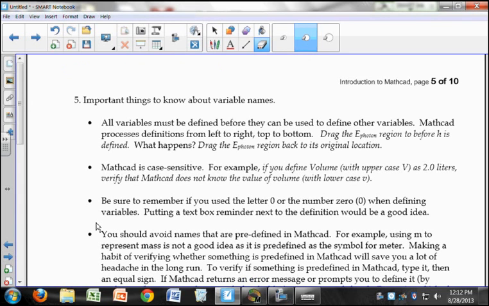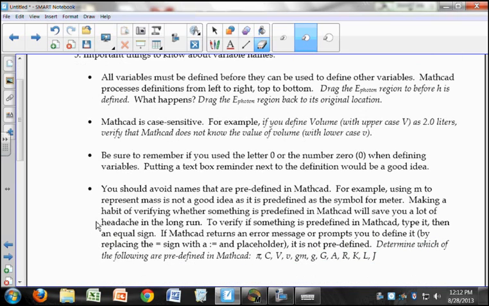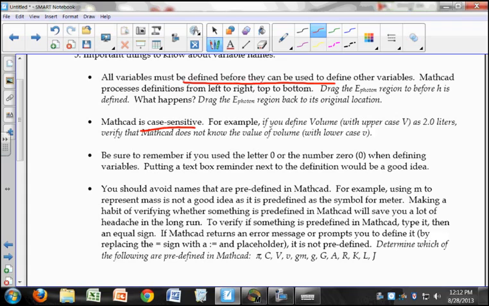A few things to note about variable names. All variable names must be defined before they can be used to define other variables. I've already illustrated that. Mathcad is case sensitive, so for example, if you define volume with uppercase V, you cannot use lowercase v to refer to that volume. So it's case sensitive.